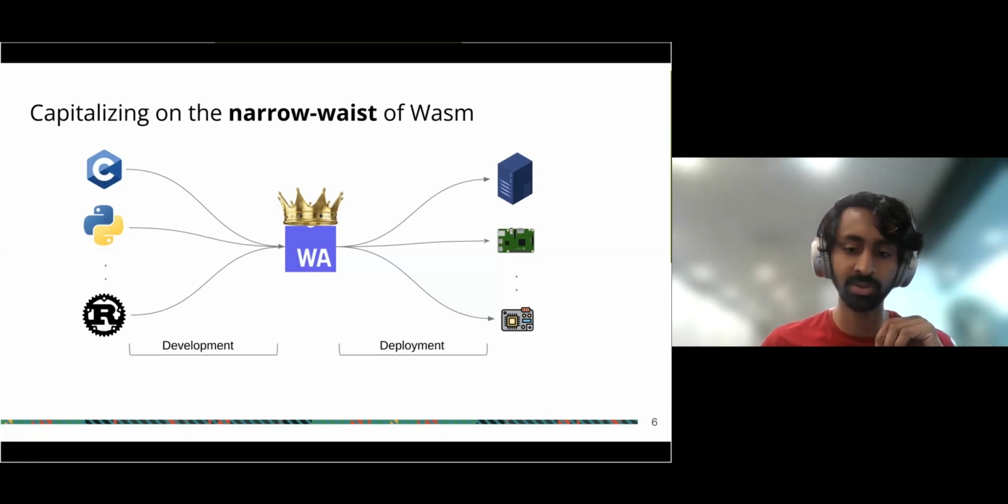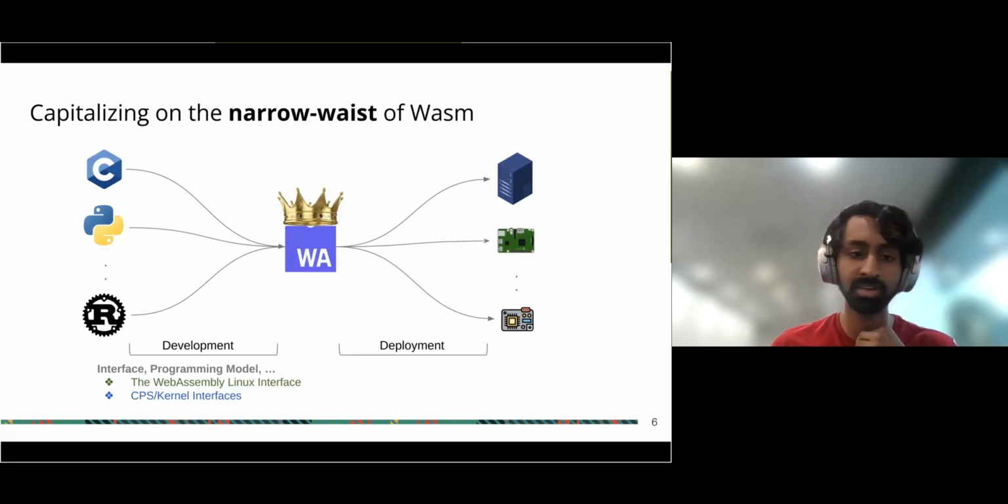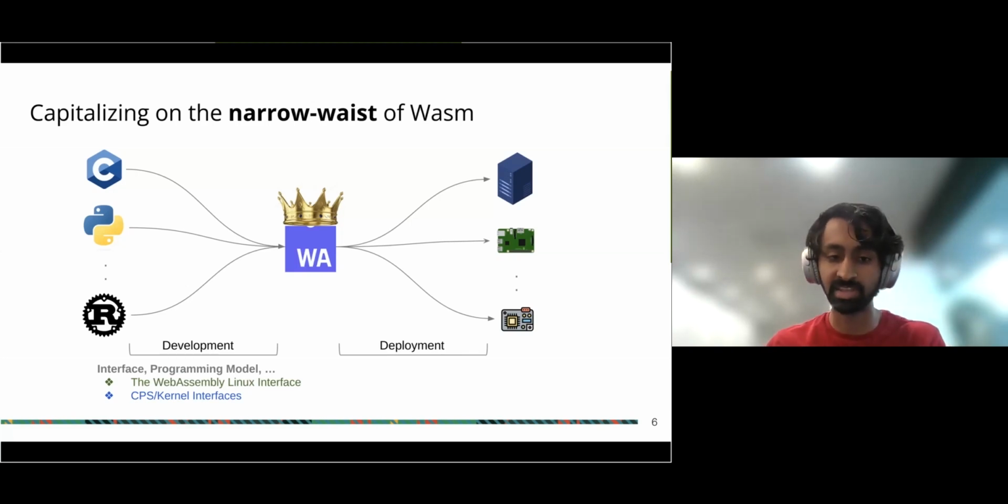In particular, there are a few ideas we've explored here. On the development side, there are things you can do with interfaces for Wasm and the programming model and so forth. In this talk, I'll focus on one, which is the WebAssembly Linux interface, which I've designed along with Ben at CMU, and talk a bit forward-looking about how we could potentially have interfaces for CPS-style domains and even the kernel, so we can run Wasm safely in the kernel.